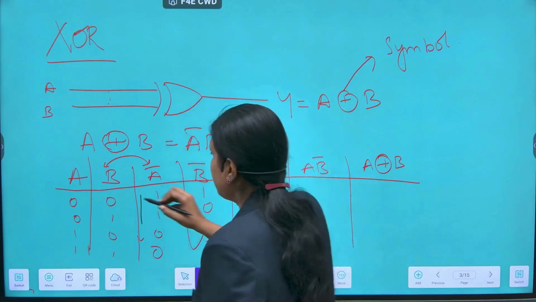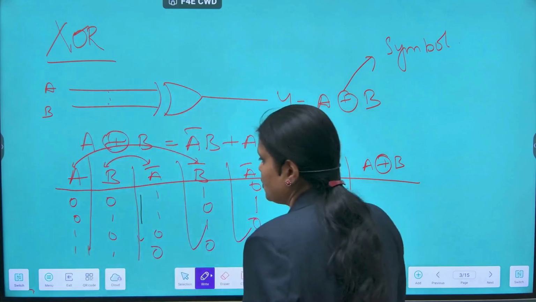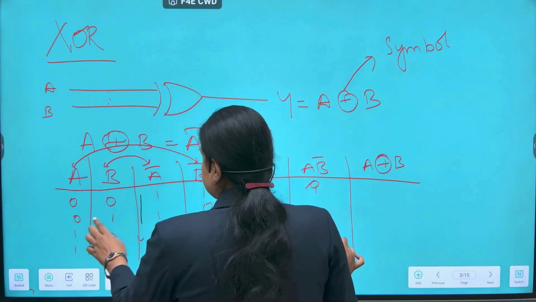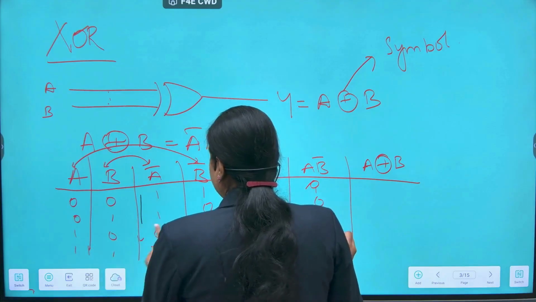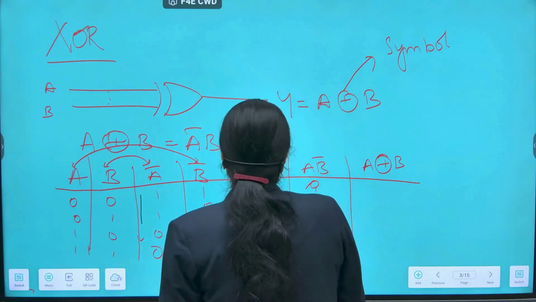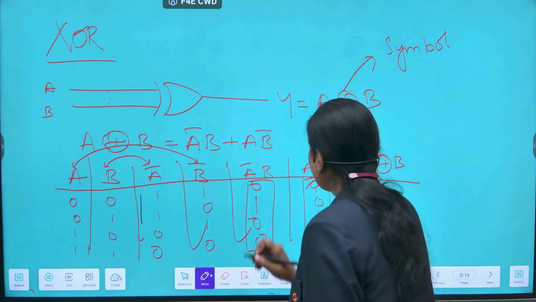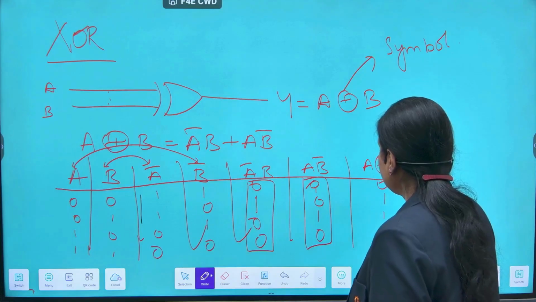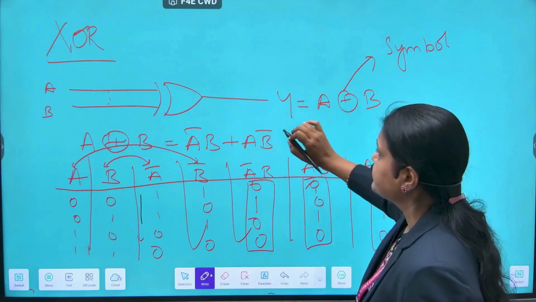AB bar. Now I'll multiply the first column and the fourth column. What do I get? 0 into 1 is 0. 0 into 0 is 0. 1 into 1 is 1. 1 into 0 is 0. Now I need to add up these two columns. So what do I get? 0, 1, 1 and 0. This is A XOR B.